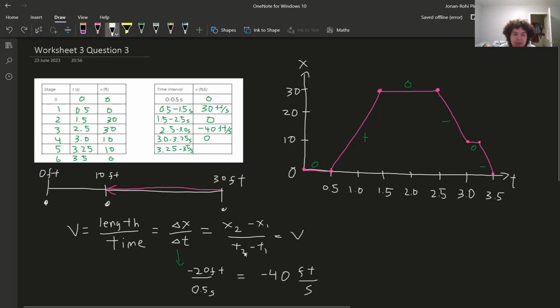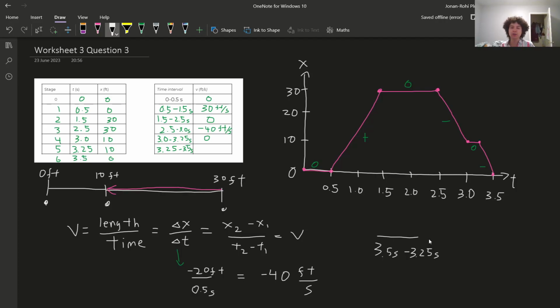So we're once again going to plug into the denominator our final time and our early time. Our final time in this interval, according to this, is 3.5 seconds. That's the end of the interval. So we'll write down here 3.5 seconds. We're plugging that in for the later time. The earlier time is 3.25 seconds. So minus 3.25 seconds.